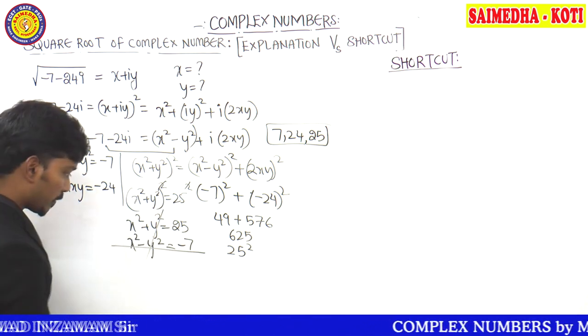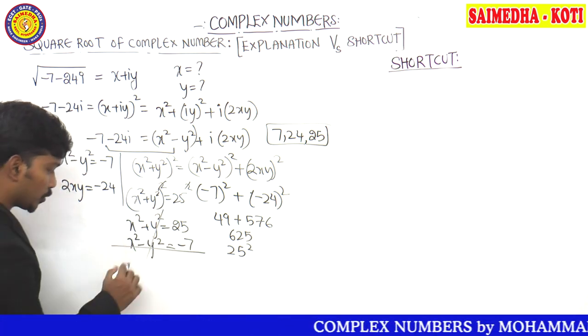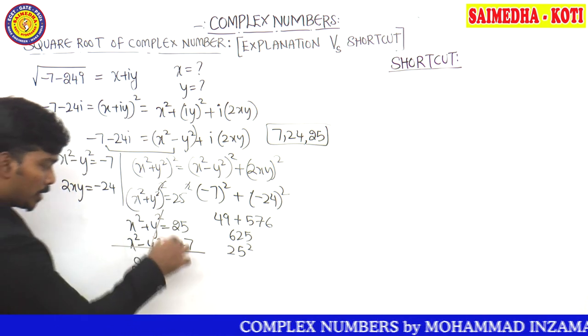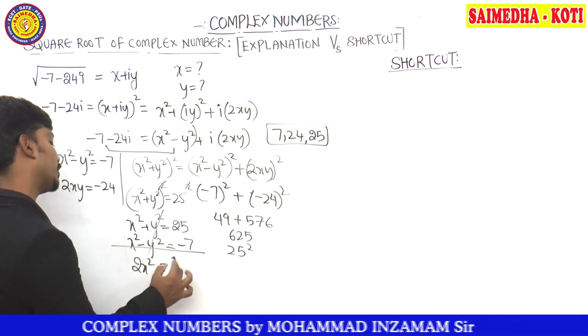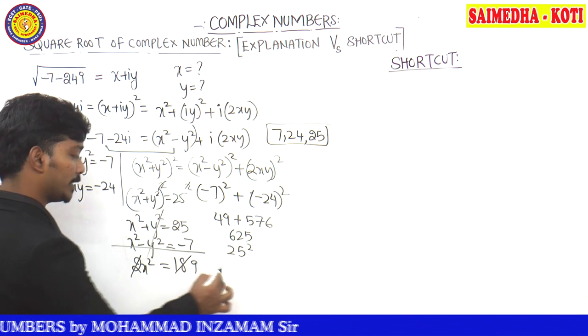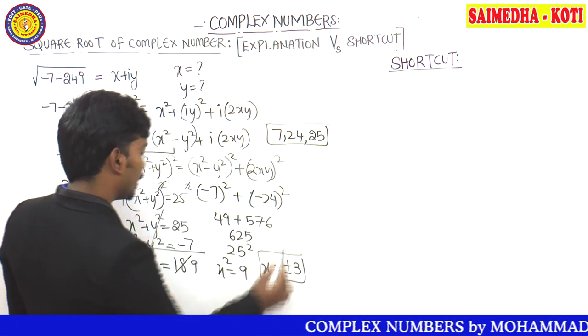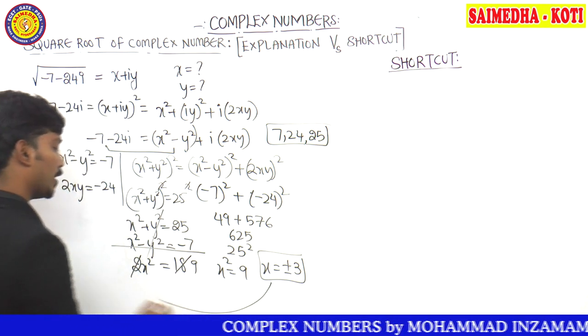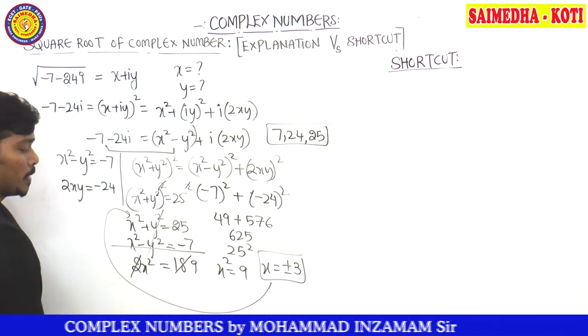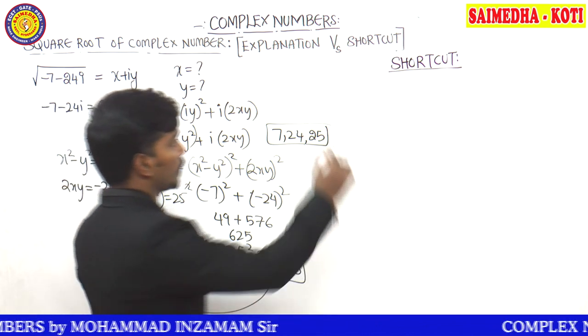Solve it, guys. Plus y square minus y square gets what? Cancel. x square plus x square, it is 2x square. 25 minus 7 is equal to how much? 18, 2 times 9. x square is equal to 9. So x is equal to plus or minus 3. Resubstitute this value in terms of this equation 1, so you will get the y square value also.